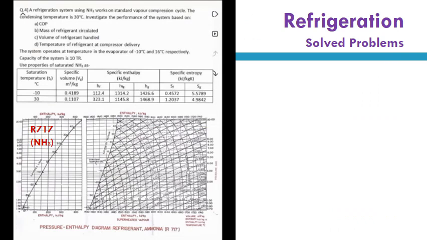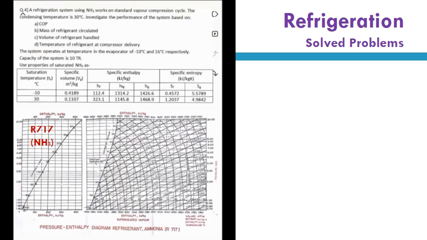Problem number 4. A refrigeration system using NH3 works on a standard vapor compression cycle. The condensing temperature is 30 degrees Celsius. Investigate the performance of the system based on: A, COP; B, mass of refrigerant circulated; C, volume of refrigerant handled; D, temperature of refrigerant at the compressor delivery.